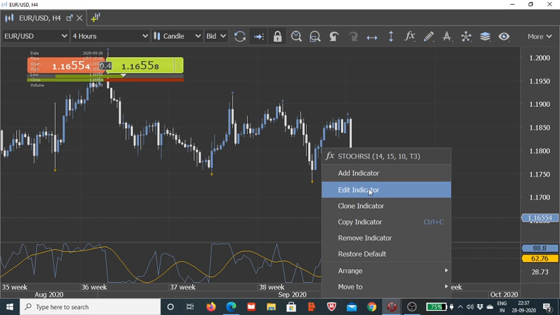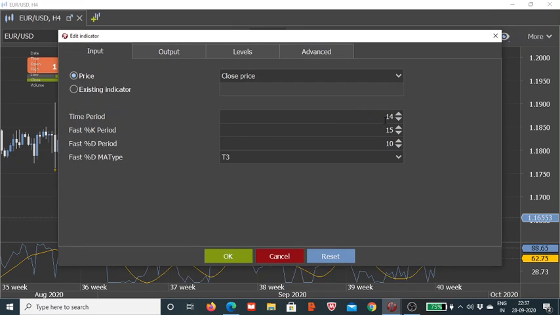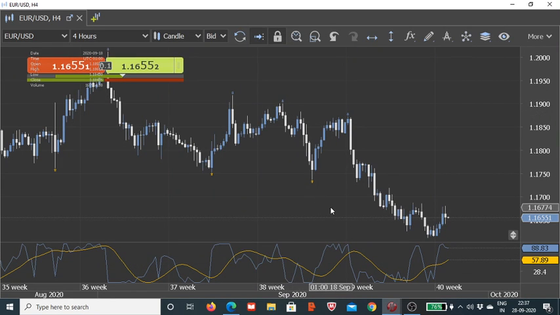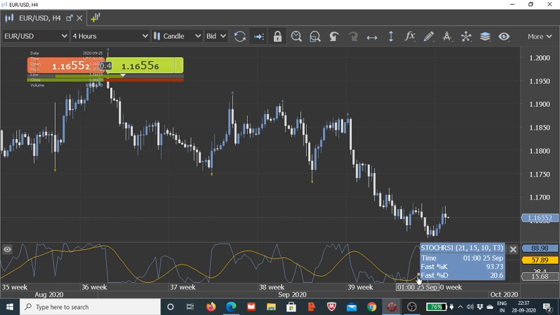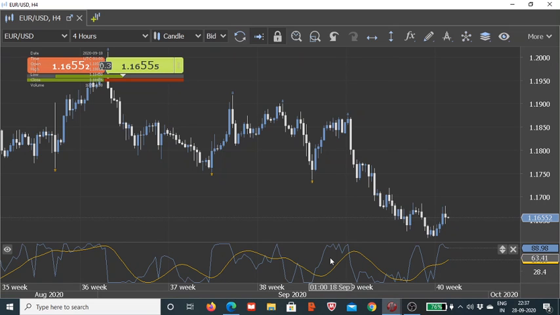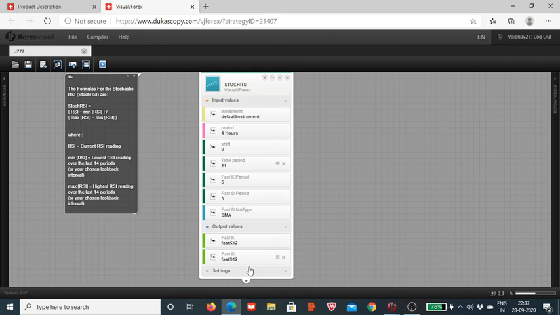stochastic RSI. So here let's try the different time period, 21, and we have the plotting of these stochastic RSI with different characteristics. Now there is some change, not much, but there is a change in the plotting.